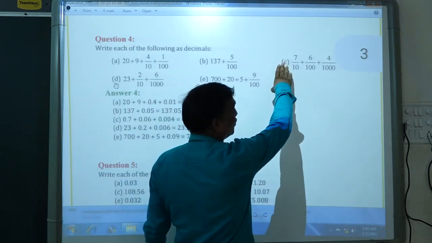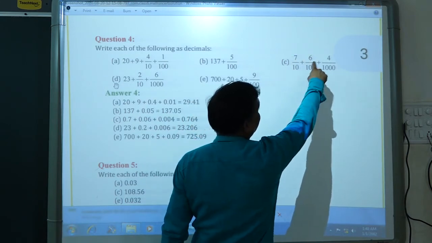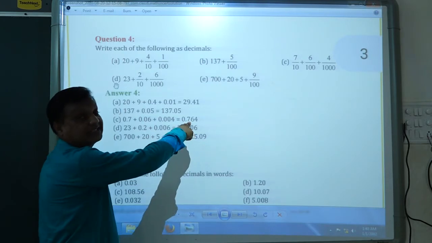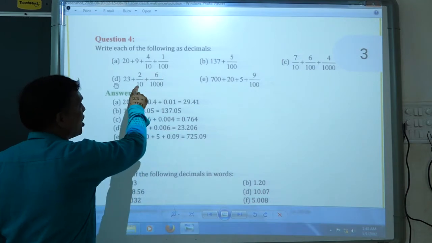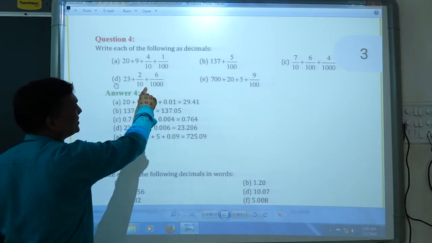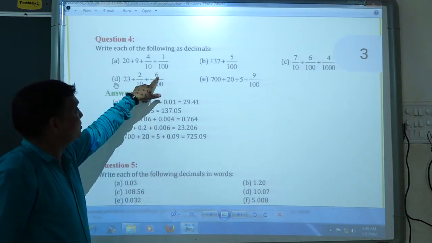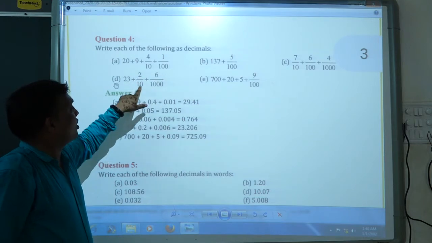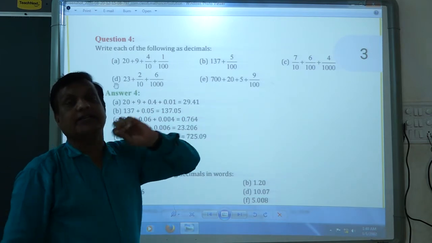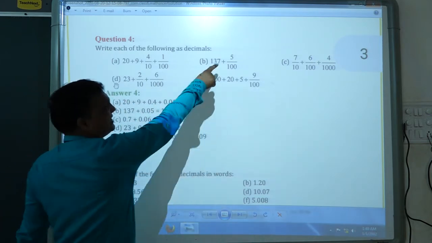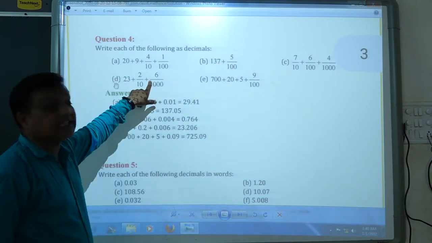137.05. Here the integer is not there, so directly this all will become a point. So 0.764. Then 23.206. Why 206? After tens, hundreds, the hundredths is absent, so in that place you have to write 0. So 2, hundredths is absent, 0, 6. 23.206. Whichever number is absent, in that place you have to put a 0. Here the tenth is absent, so we put a 0 here. 137.05. In this way. Here the hundredth is absent, so you have to put a 0.